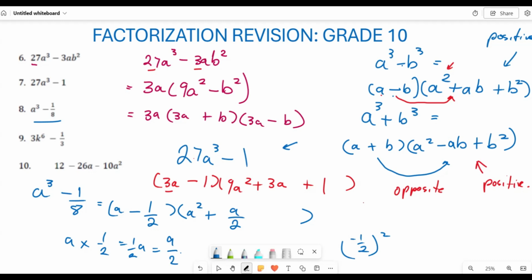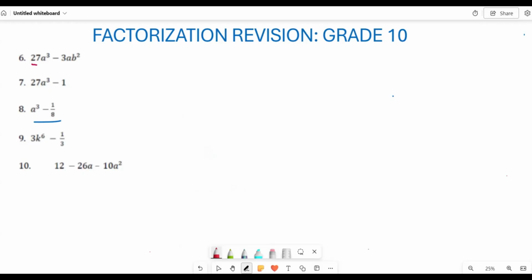This is going to be the same as positive 1 over 4. Again, this is what I am going to have here as my equation, which is going to be my 1 over 4. Now let's look at our number 9 and see what we can have in number 9.